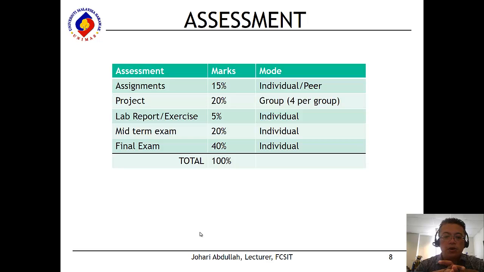We have one lab report towards the end of the semester, 5%. We have midterm, usually before the midterm break, 20%. And finally, final exam, which is 40%.